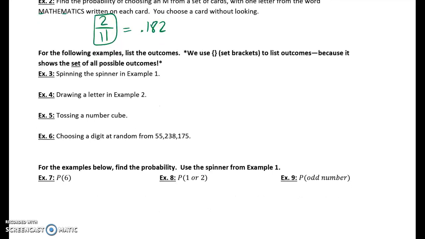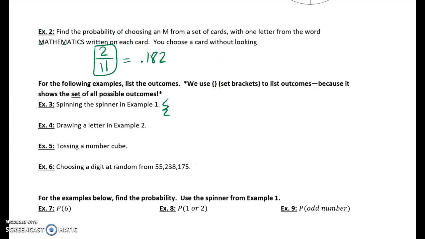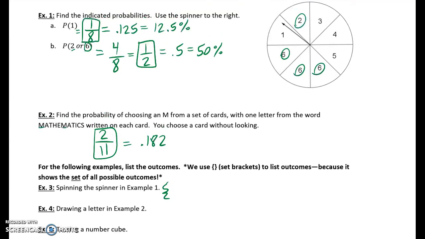All right, for the following examples, list the outcomes. All right, so we're going to list our entire sample space. We're going to list everything. We're going to use these little set brackets, these little curly braces, because technically the sample space is a set. It is a set of all possible outcomes. So, number 3 says spinning the spinner in example 1. So I'm going to write the sample space for the spinner in example 1. So basically, what kinds of outcomes could I get from this spinner? And usually you want to write them in order, although sometimes there is no particular order. But here, since we have numbers, we can do it in order. And you don't want to write repeats, okay? We don't want to include the repeats because they're already part of the set.